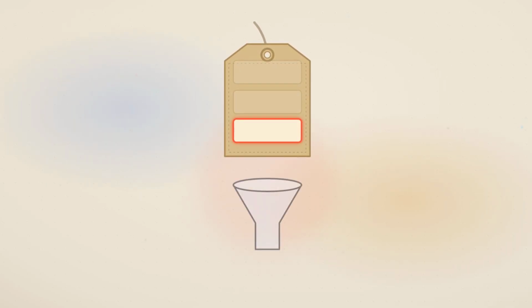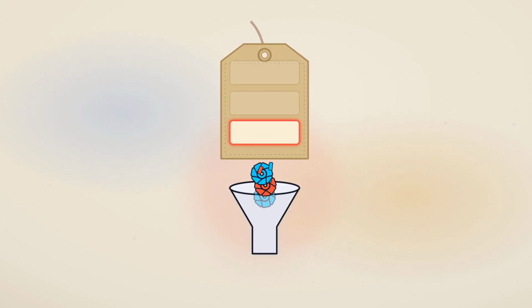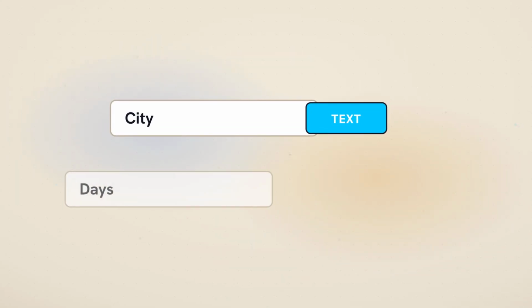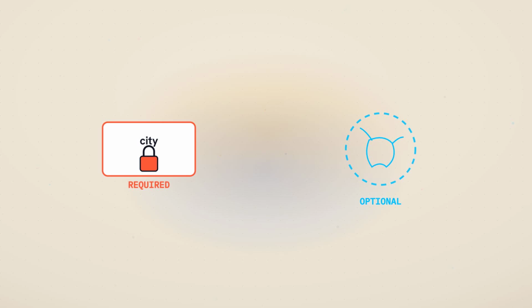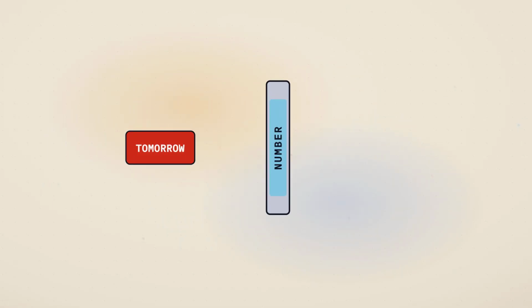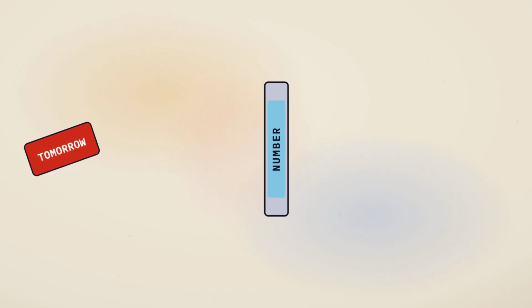Last, the schema. It's the ingredients list, exactly what the tool needs to run. Each input gets a name and a type. City is text. Days is a number. Some inputs you must give, some are optional, like the ginger. The schema says which is which. And the type is a rule. Ask for a number, and the word tomorrow won't get through.